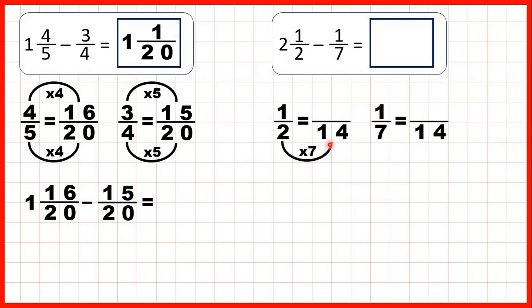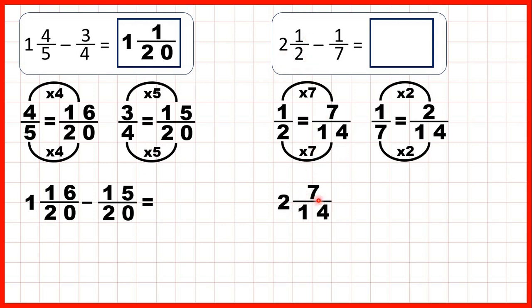2 times 7 is 14, so we do the same to the numerator, and 1 times 7 is 7. Now 7 times 2 is 14, and 1 times 2 is 2, so we can rewrite our question. Instead of 2 1/2, we can write 2 7/14, because that's equivalent, and instead of subtracting 1/7, we can subtract 2/14.